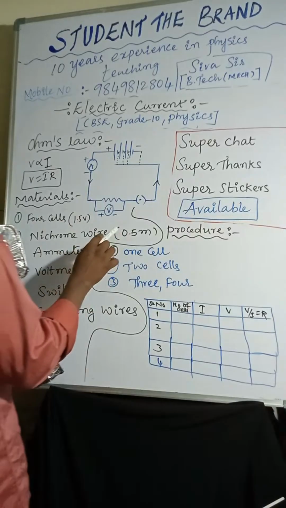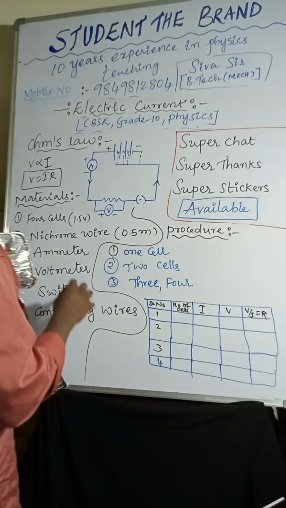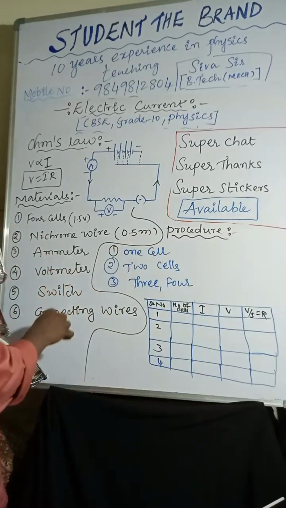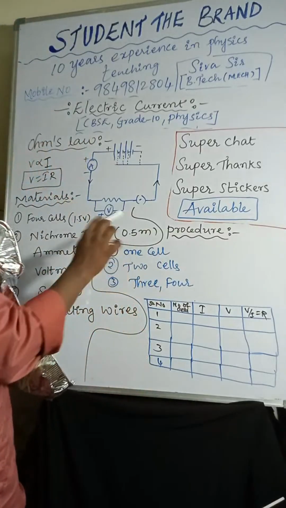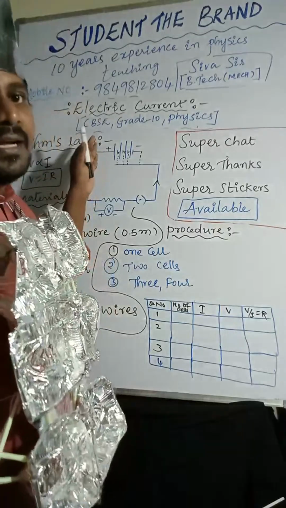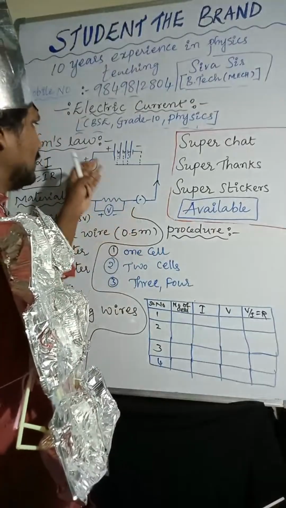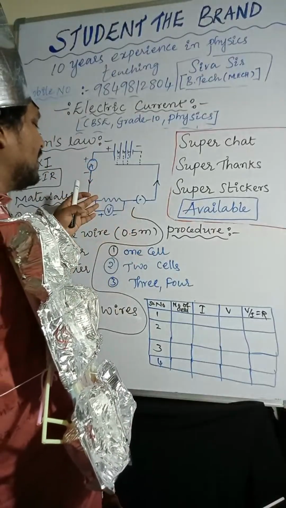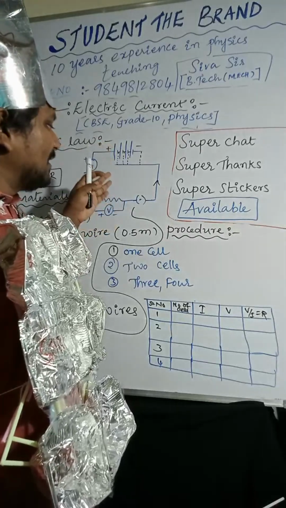Nichrome wire is an alloy of nickel, chromium, manganese and iron metals, 0.5 meter. Ammeter, voltmeter, switch, connecting wires. So what is the process to do the activity? First connect one cell and note down the reading of ammeter and voltmeter. Connect two cells and note down the readings, and repeat the process for 3 and 4.